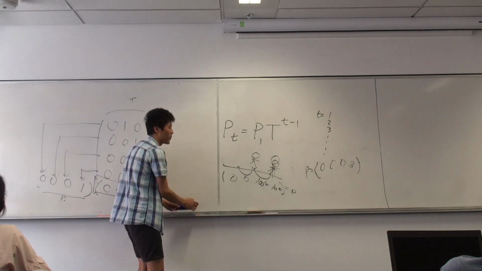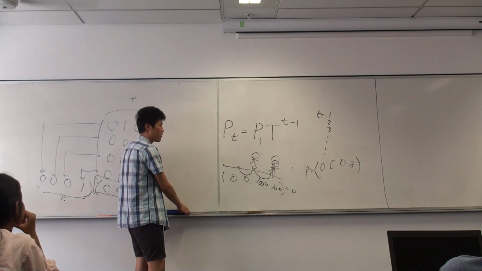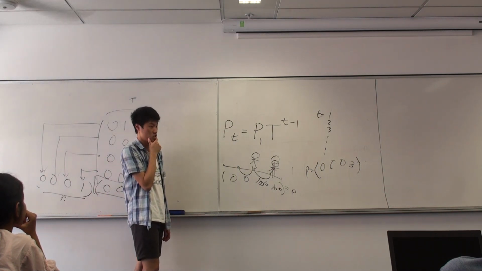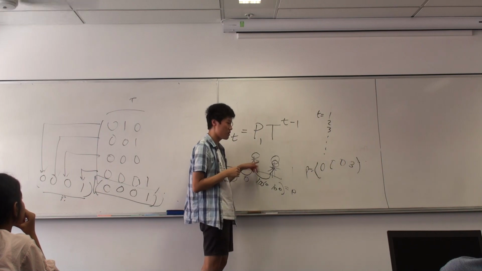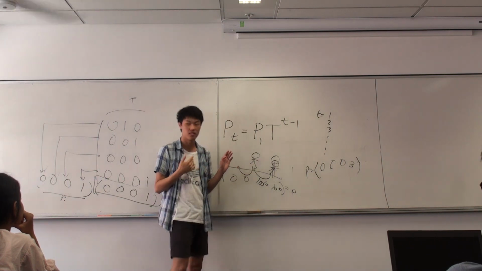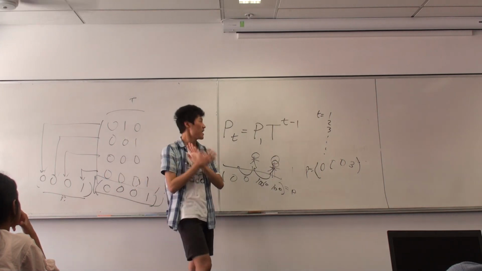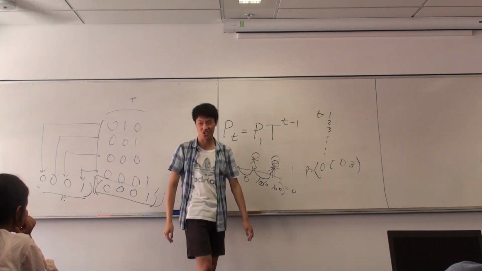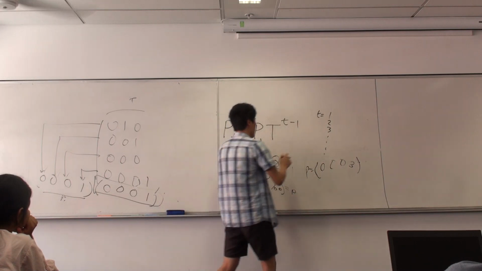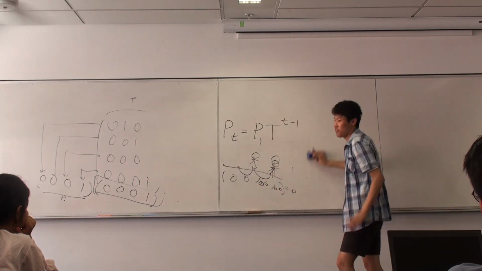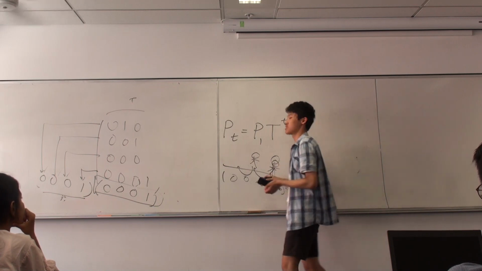Okay, so now I want to pose you a question. How do I reverse the system? So pretend if I'm over here, how do I actually make the system go backwards? Times T's inverse. Times T inverse. Yes, that's actually an interesting question. However, the inverse matrix is not a probability matrix.